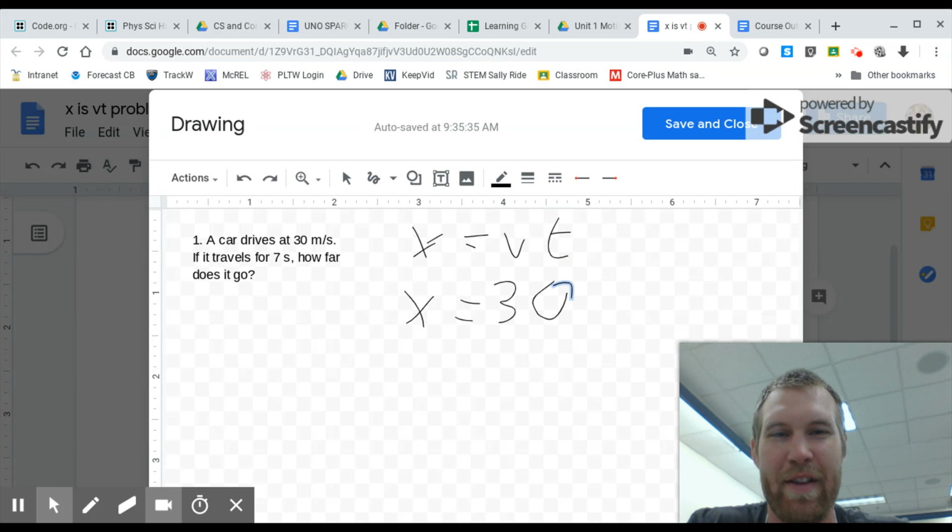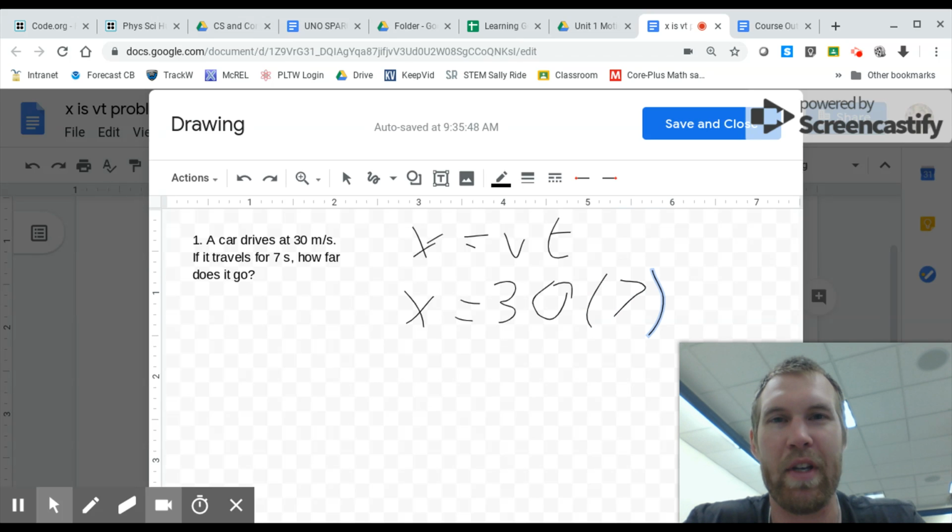So we're going to plug that in for v, 30. And then we're going to put in the 7 for the t, right next to it. We're going to substitute in 7. I'm going to put it in parentheses to substitute it in. There we go. So now we have a statement that says x equals 30 parentheses 7.